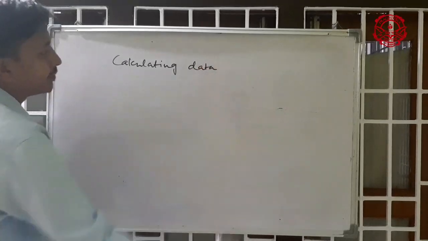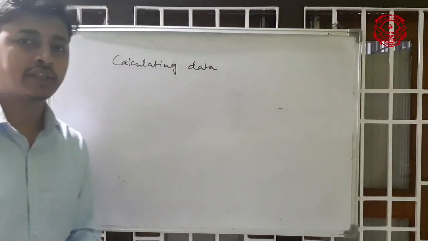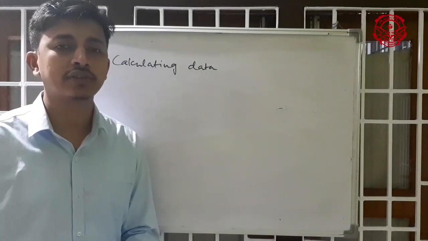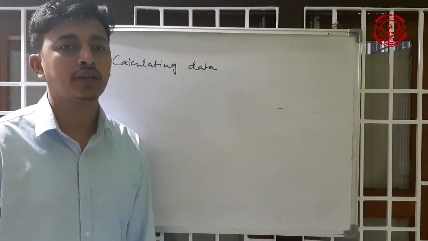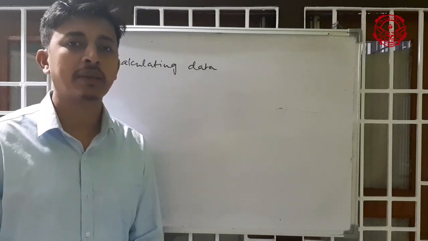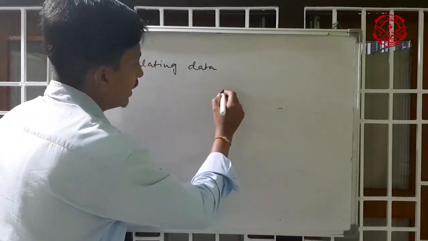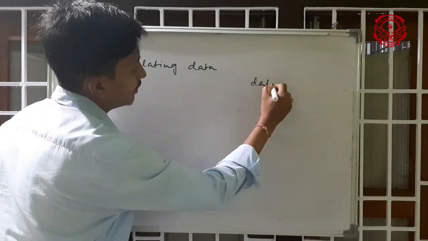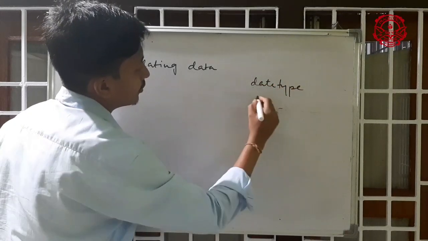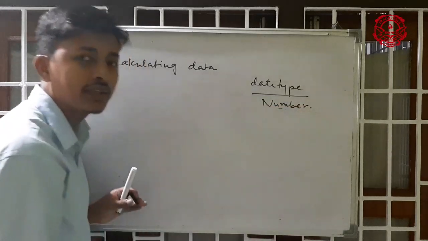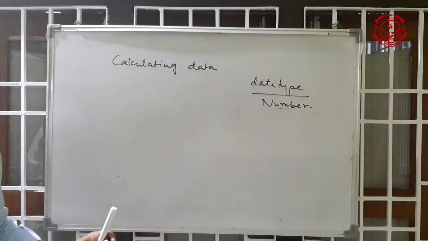calculating data. So what is the meaning of calculating data? It means you can calculate any data, any information, but it should be a number, not a text, not a memo. Okay, it should be a number. The data type should be a number, so that we can calculate the numbers.